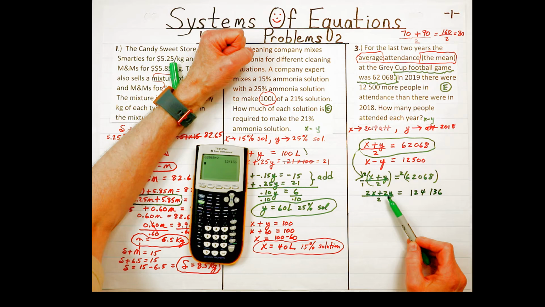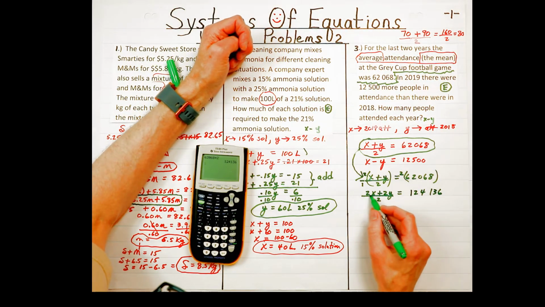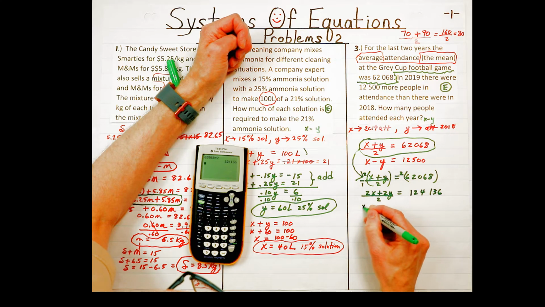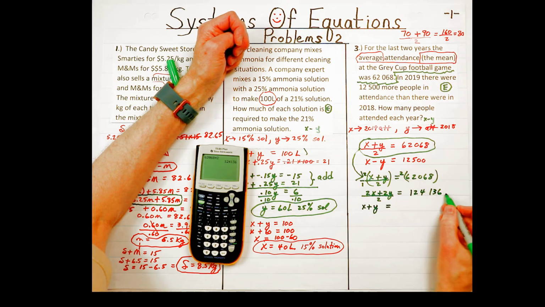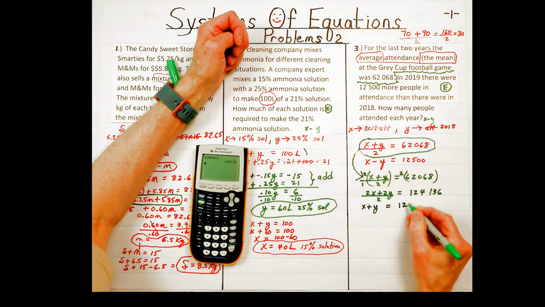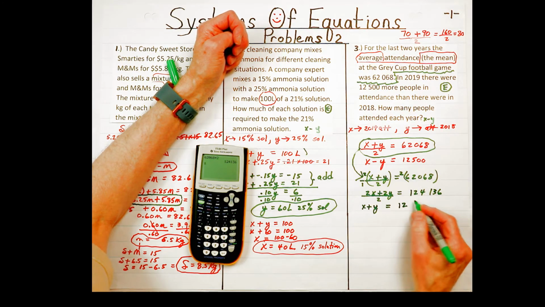Step 3, divide to eliminate the fractions. Okay, 2x divided by 2 is x. 2y divided by 2 is y. And we just bring this down. We already multiplied by 2 to get 124,136. So I'm just going to bring this down.